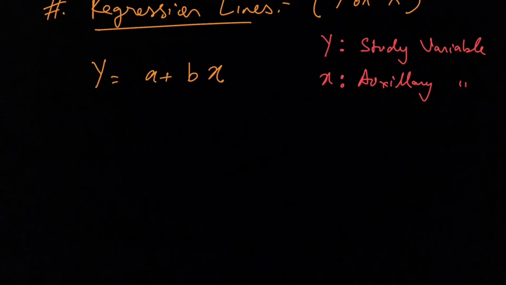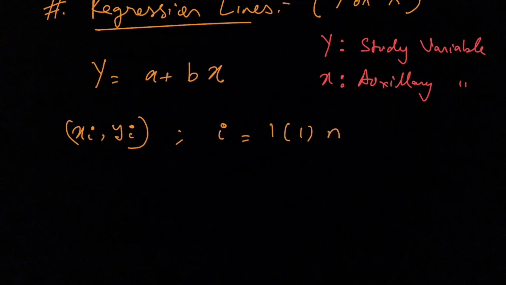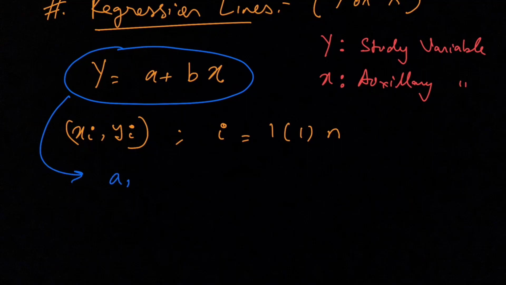Okay. So what we are actually doing here is that we have a bivariate data. Let's say the bivariate data is xi, yi, where i varies from 1 to n. And we are trying to estimate a value of y based on x. So we just assume this one to be our regression line, and now we will try to find out the value of the two constants a and b.